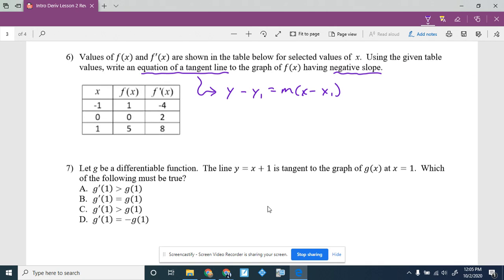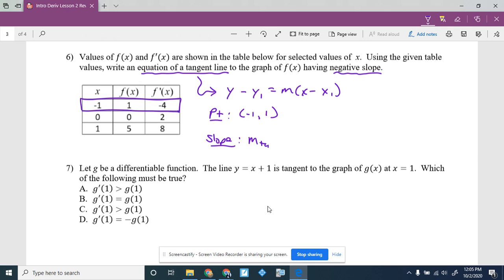Well, all right, I guess I have to look in my slope producing machine column here and realize that this is the only data they gave me that has negative slope, right? So I'm going to be writing it at the point. Well, what's the point? The x value is negative 1, the y value is 1. What's going to be the slope at that point?